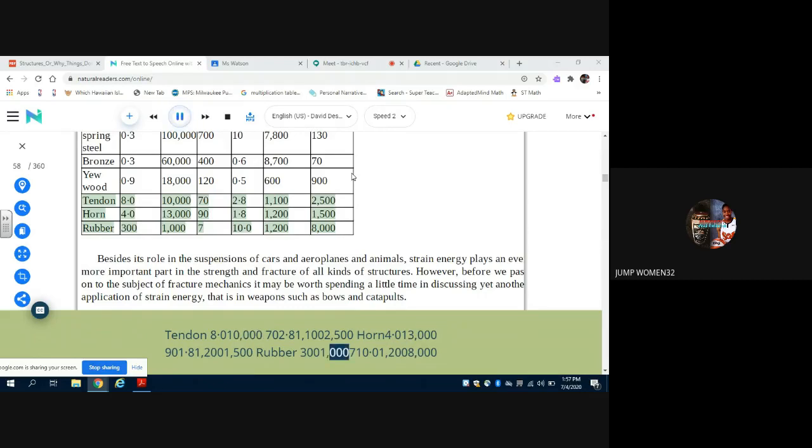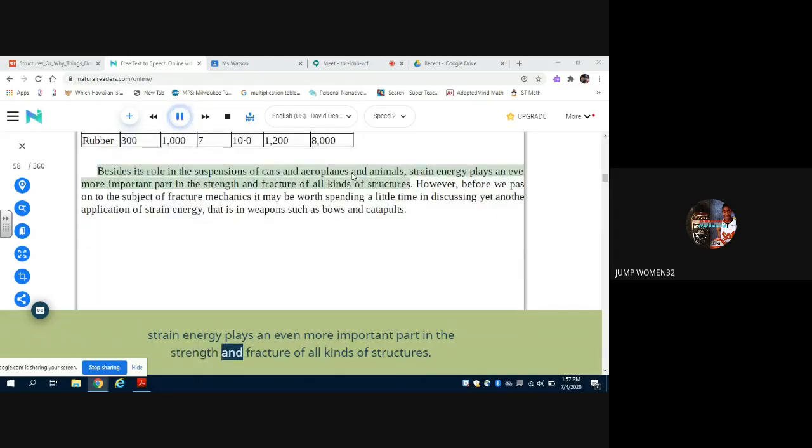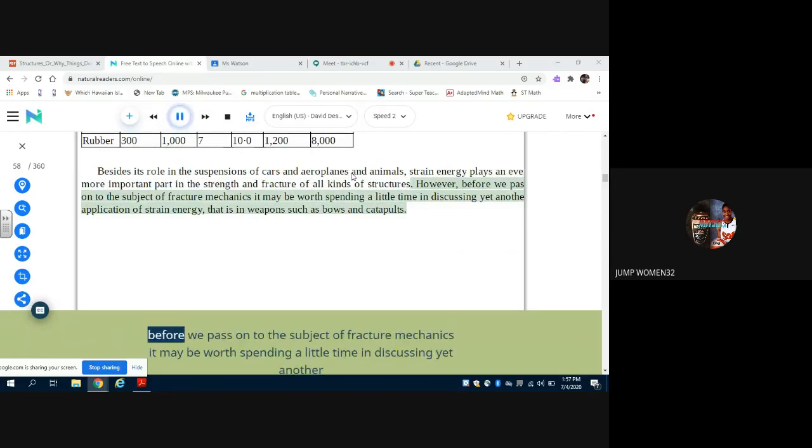Besides its role in the suspensions of cars and aeroplanes and animals, strain energy plays an even more important part in the strength and fracture of all kinds of structures. However, before we pass on to the subject of fracture mechanics, it may be worth spending a little time in discussing yet another application of strain energy, that is in weapons such as bows and catapults.